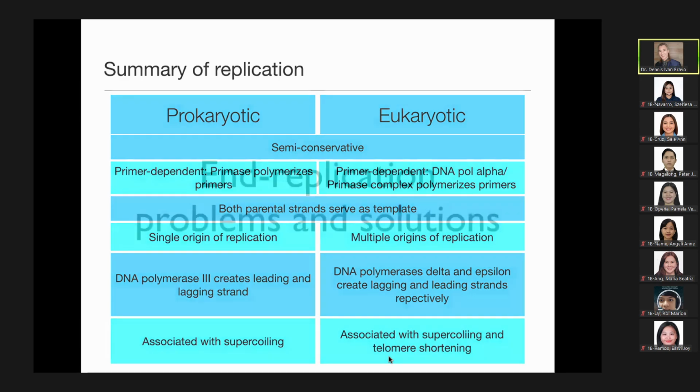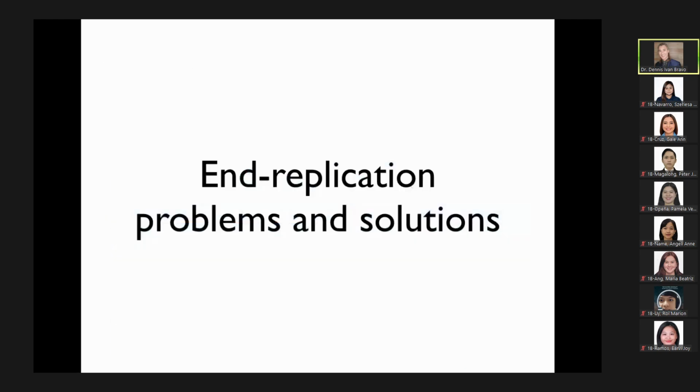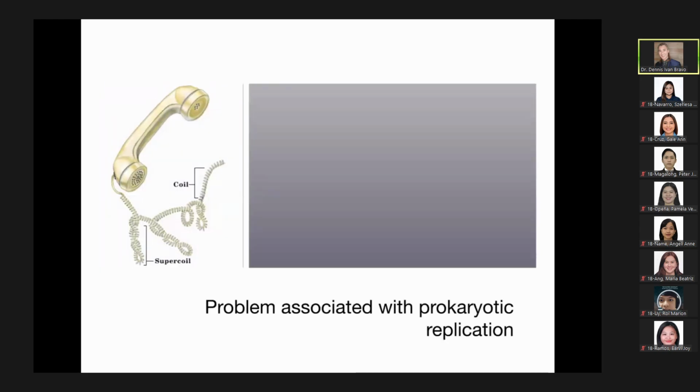So finally, what are these end replication problems? Why do they occur, and how can they be solved? The first end replication problem is associated with both prokaryotic and eukaryotic replication, and that is the formation of supercoils.